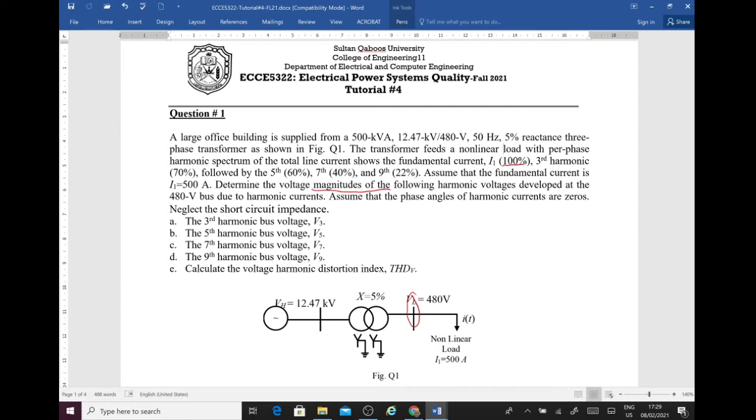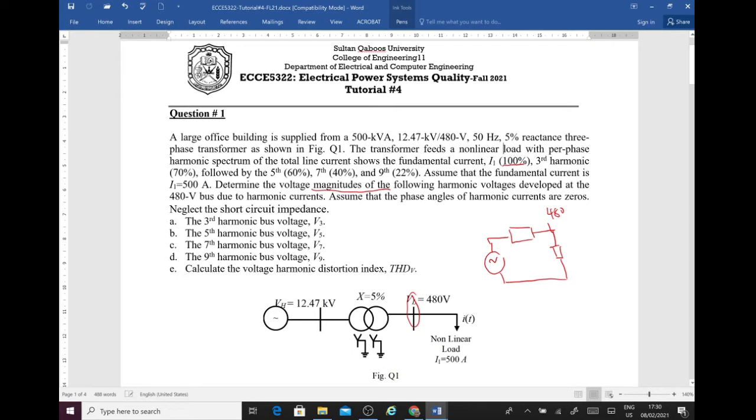Okay, and he gives us those parameters. So if we like to draw the equivalent circuit of the network, we have a voltage source, and he said to neglect the source impedance, and then we have a transformer, and then over here the load. So this is our nonlinear load, and he said that the voltage over here is 480 volt.